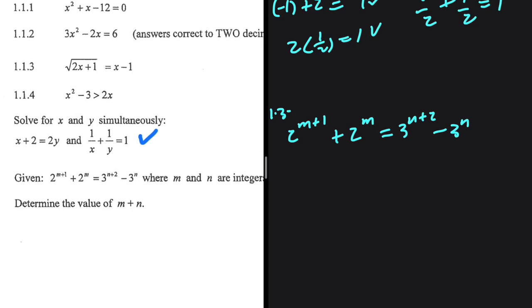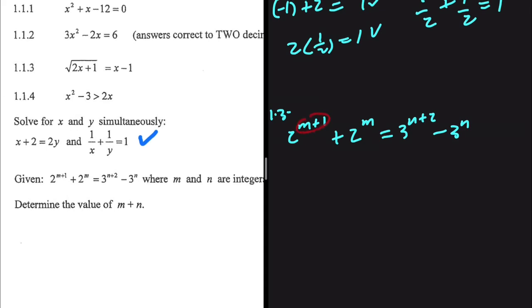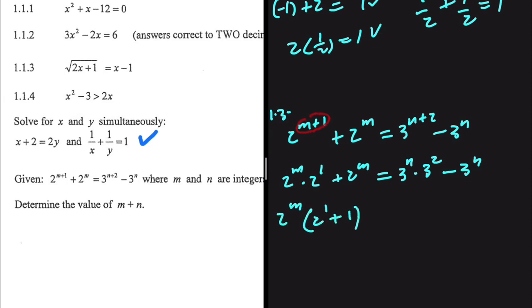Well, I want to get rid of this 2 to the power m plus 1. I know fully well that it is equal to 2 to the power m multiplied by 2 to the power 1, because if we multiply numbers of the same base, we can add the exponents. So 2 to the power m plus 1 is just 2 to the power m multiplied by 2 to the power 1, plus 2 to the power m. Let me just try out the same idea on the right hand side. So I'm going to have 3 to the power n multiplied by 3 to the power 2 minus 3 to the power n. On the left hand side, I'm going to take 2 to the power m as a common factor. I'm going to have 2 to the power 1 plus 1 being equal to, I'm taking 3 to the power n as a common factor on the right hand side. So 3 to the power n, and then I'm going to be left with 3 to the power 2 minus 1. 3 to the power 2 is 9, minus 1 is 8, right?